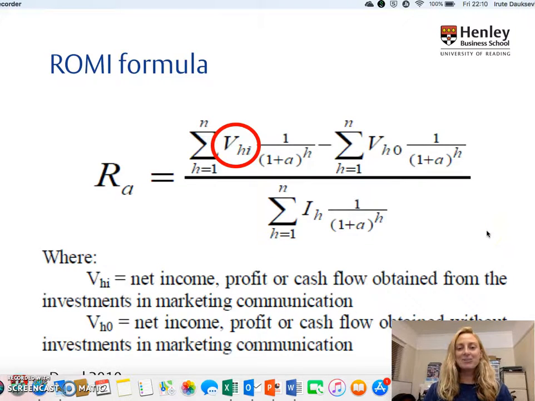Hello again, and let's move on. So that was a presentation of a slightly more complicated ROMI formula, and I would like to show you now a more simplified version of it.